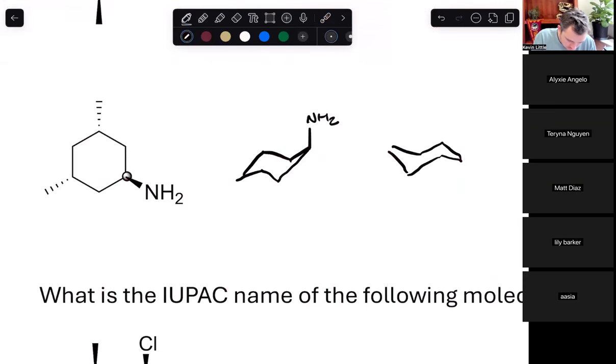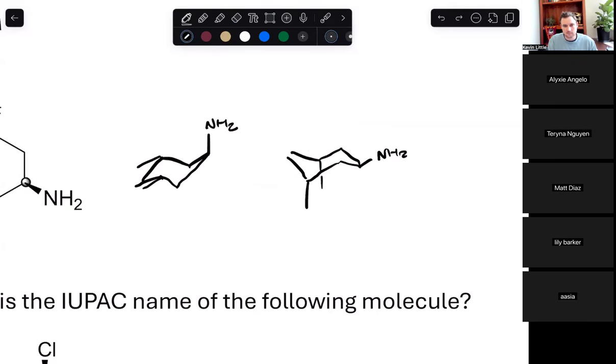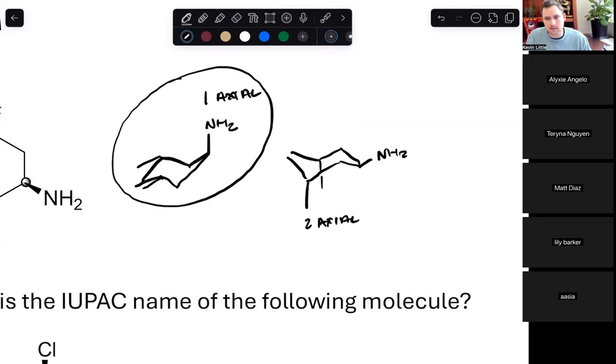NH2 down, NH2 down. So this has two things. At this point, NH2 and CH3 are pretty similar in size, but this has two things axial, and this only has one thing axial. So I would say that's more stable. It's a numbers game at that point.